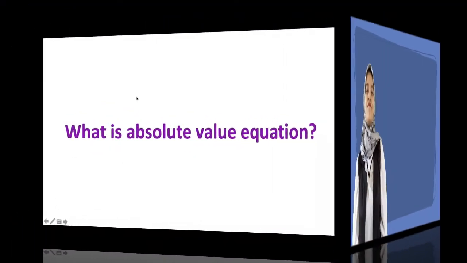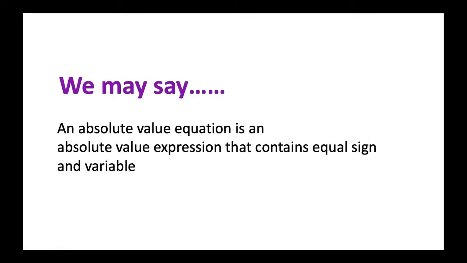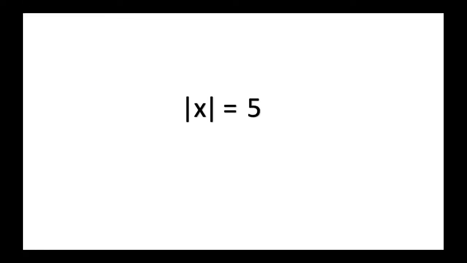Let's check it out. What is an absolute value equation? We may say an absolute value equation is an absolute value expression that contains an equal sign and a variable. Suppose we have this expression: the absolute value of x equals 5. This equation contains an absolute value expression and also a variable, so it is an example of an absolute value equation.